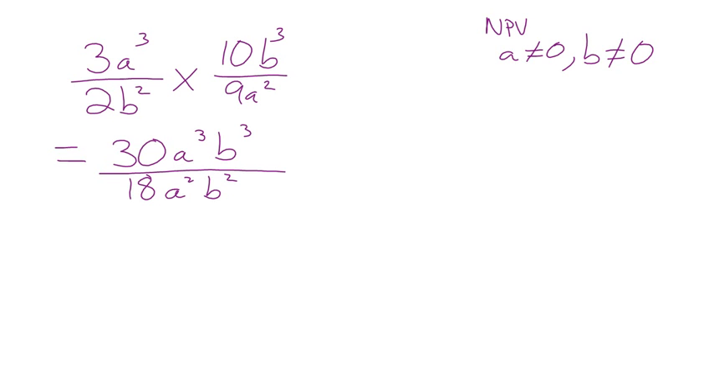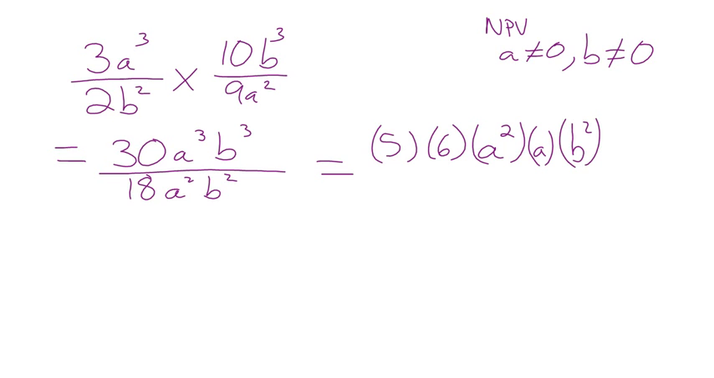Now you can factor that. If we look for the greatest common factor of 30 and 18, what is it? 6, right? Biggest number that goes in is 6. So we could say this is 5 times 6. And if we want to continue on the idea of factoring, the largest factor of A that's in common is A squared, so I write that as A squared times A. And the largest factor of B that's in common is B squared, and then B.